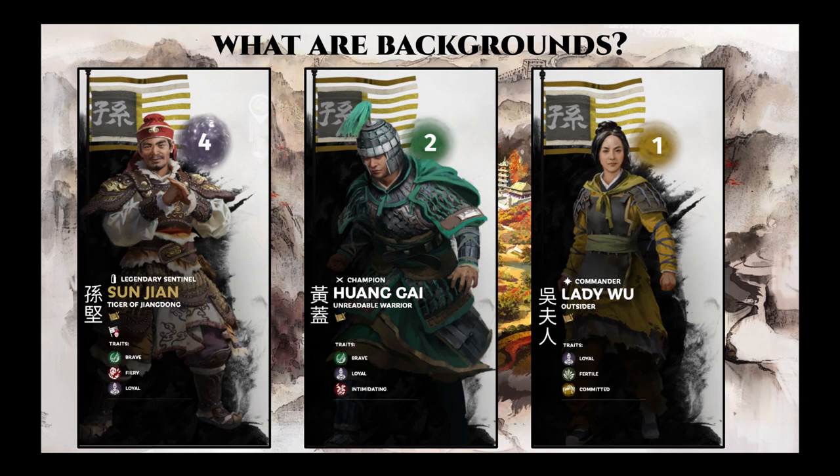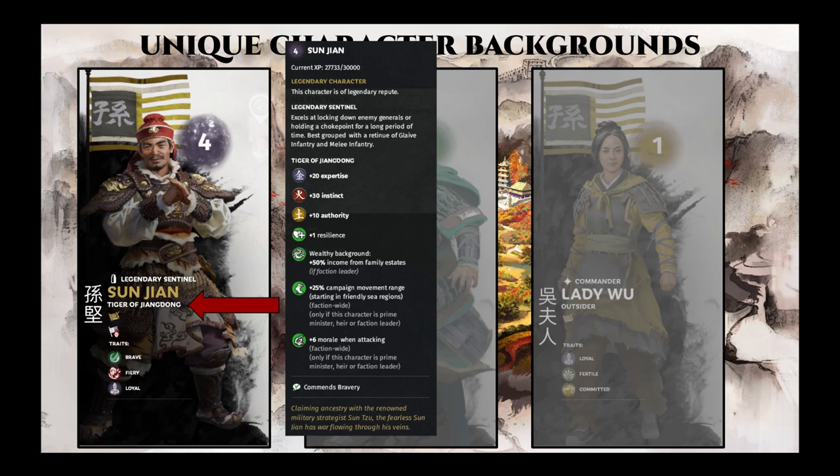Let's use these three starting characters from Sun Jian's faction as an example. First, we have the faction leader Sun Jian himself. He is a unique character in the game as he has his own portrait and model, and more importantly, he has a background called Tiger of Jiangdong. We can see here that this background gives him 20 points to expertise, 30 points to instinct, and 10 points to authority, for a total of 60 points worth of stats.